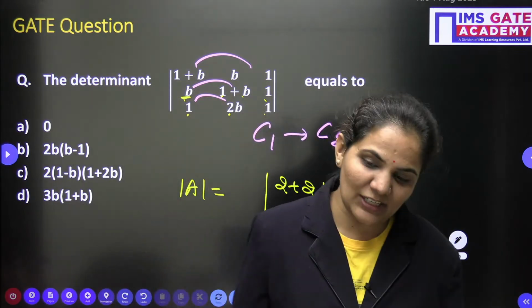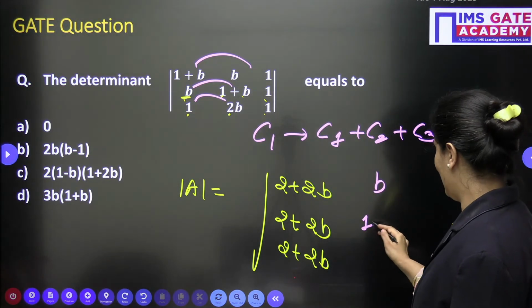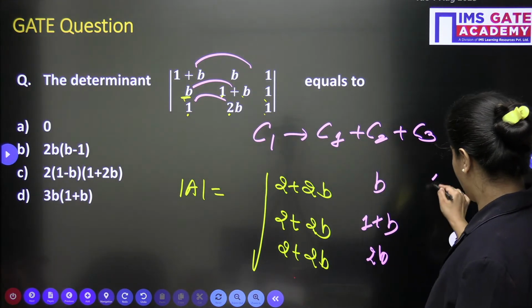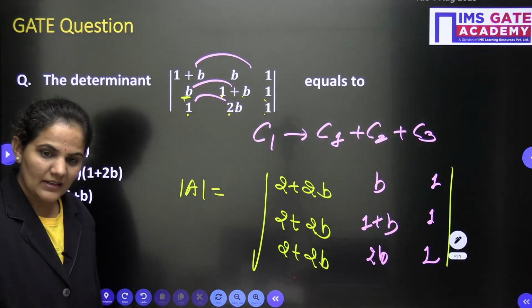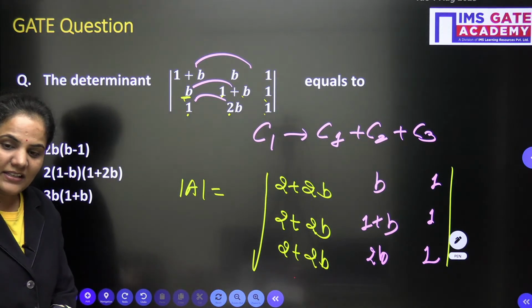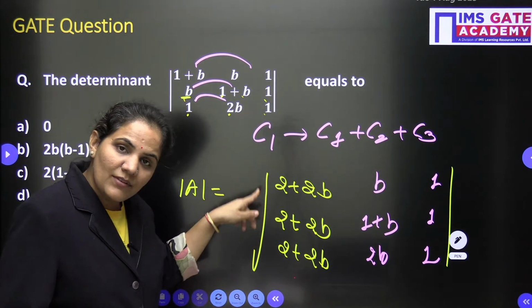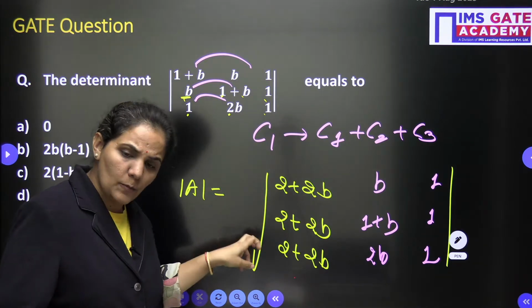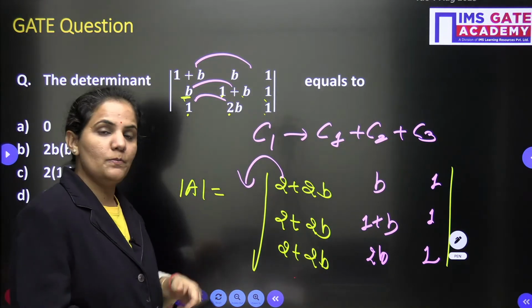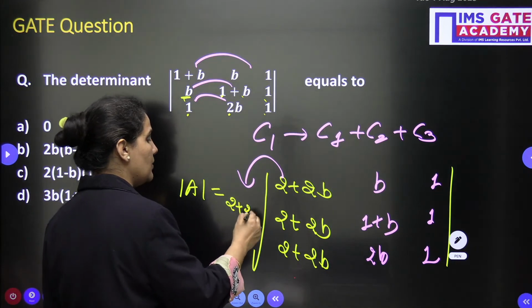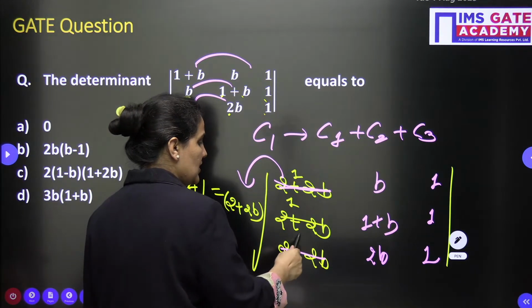Now will you tell me the result of this question? Now I have just solved the question 99%. Can anyone give me the result? Nothing is left here. Why? Because from the first column we have 2 plus 2b, 2 plus 2b, 2 plus 2b. I can take this 2 plus 2b common. When I take this 2 plus 2b common, let me write it down here: 2 plus 2b. So this will become 1, this will become 1, this will become 1.